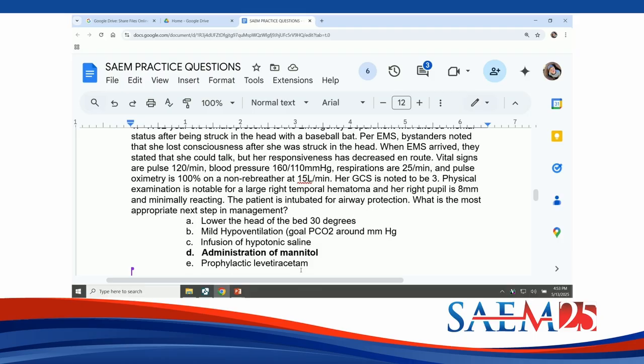Should we add in the left pupil to make it obvious that she's got a blown pupil, or is that good enough as is? Your left pupil is 4 and reactive, and right pupil is 8 and minimally reactive, or leave it be? Are you guys okay with this? Okay. All right, then let's stop there.